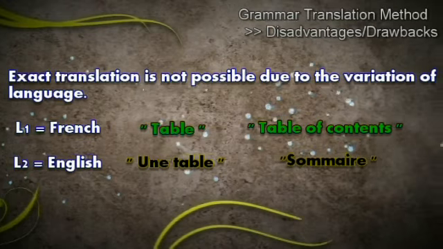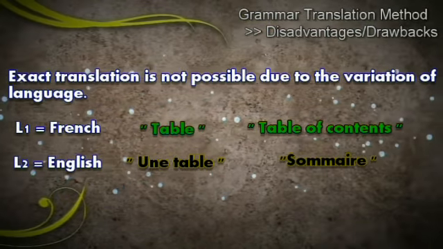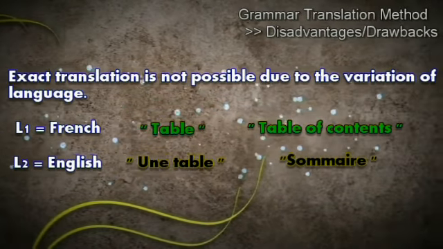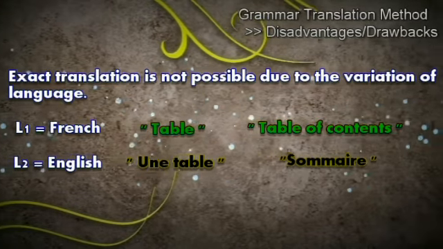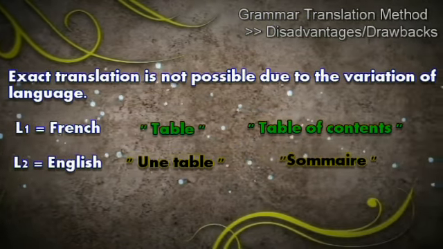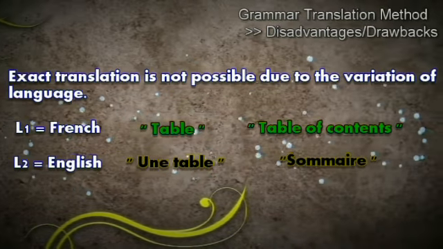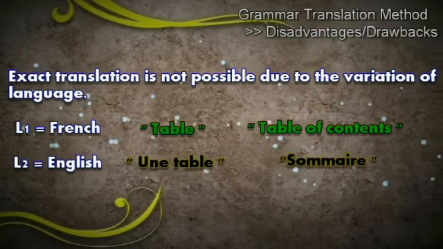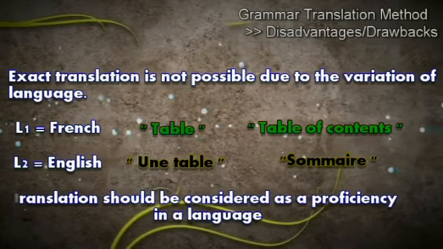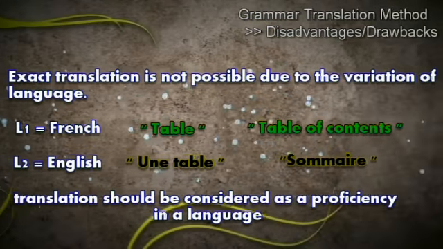But the student can translate the word table correctly, but not table of contents, because the exact translation is not possible. So we have a variation. We can translate like "table, la table de contenu", something like that. So the exact translation is not possible, and that's why translation should not be considered as a proficiency in a language.